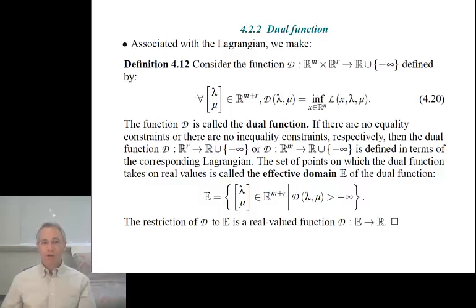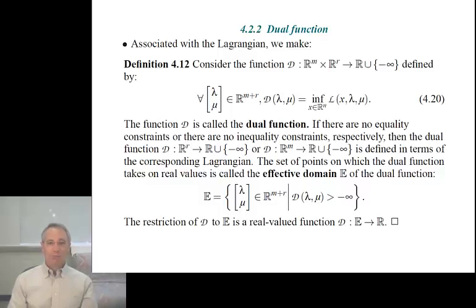Associated with the Lagrangian, we're going to define another function. It's called the dual function, and the dual function has two arguments, lambda and mu, and it's defined to be the inf of the Lagrangian over choices of x. The function D is called the dual function. And again, if there are no equality constraints or no inequality constraints, the dual function is defined in terms of the corresponding slightly simplified Lagrangian.